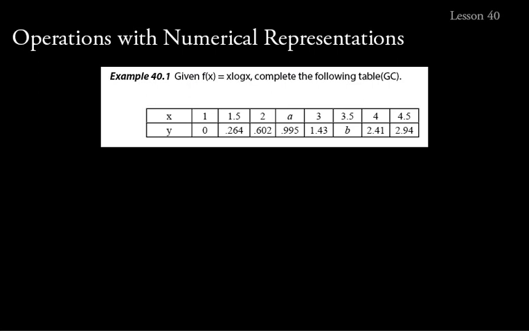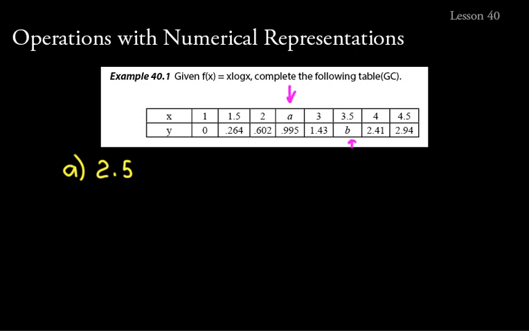When it says complete the following table, that just means fill in the missing blanks with numbers. What number goes here? What number goes there? So just look at the pattern in the x values, and you can see that A must be 2.5. It's not going to be like 2.8999 or something weird like that. It's a consistent pattern there, so just recognize that. That's all you have to do.